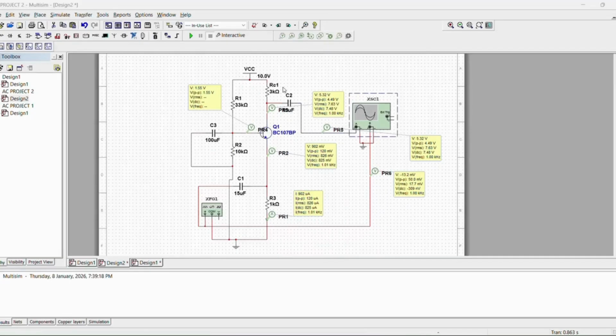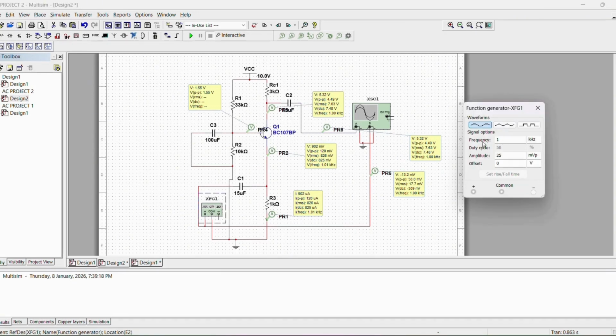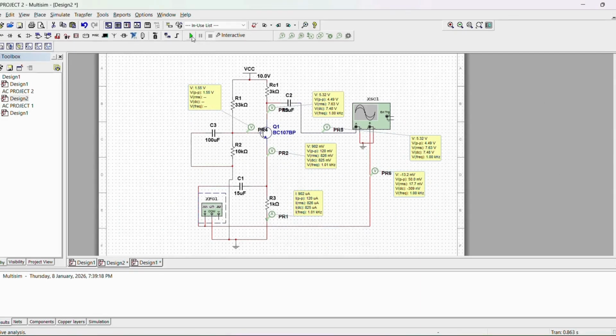Next, we move to figure 2. Next, we need to find the VC, VB, VE, IE, and also the same V in and V out. And then we apply the same thing, 1 kilohertz frequency and 0.25 V peak to peak. And then you need to run the simulation and tap the oscilloscope to get the waveform.